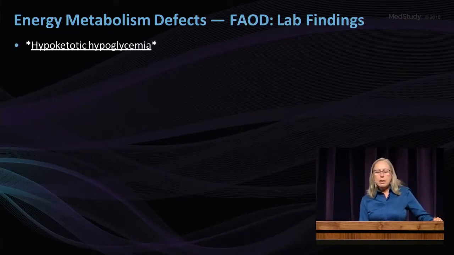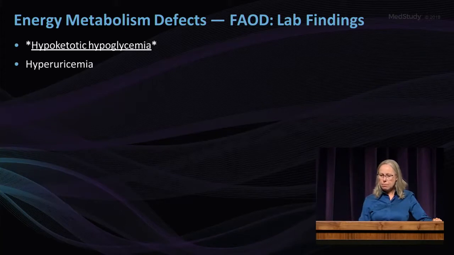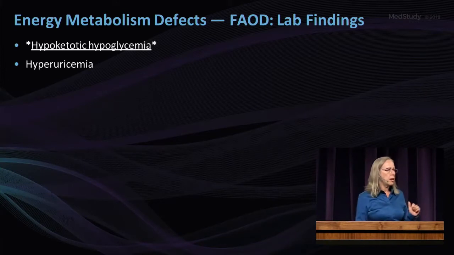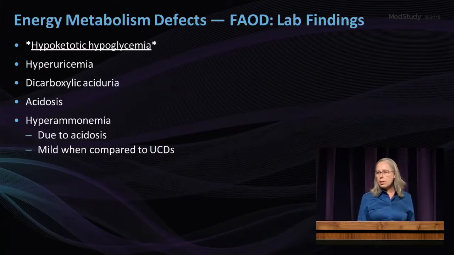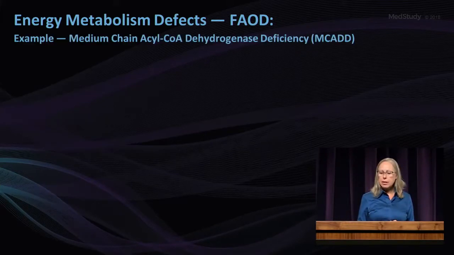You will get a hypoketotic hypoglycemia. So you now have run out of your sugar source, you've used your glycogen, and now you want to rely on your fats. And if you can't break down your fat to throw off those acetyl-CoAs to make your ketone bodies, you become hypoglycemic and you're not making enough ketones. You'll also watch your uric acid go up because you'll start relying on some of your muscle breakdown. You'll see a dicarboxylic aciduria, acidosis, and you can still get a hyperammonemia due to the acidosis, but it's mild again when you compare it to urea cycle defects.